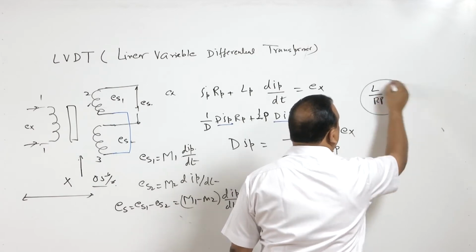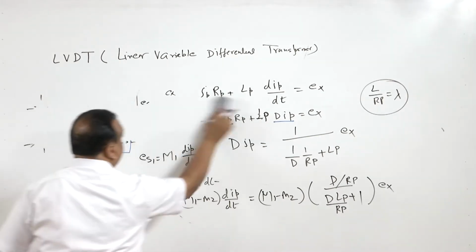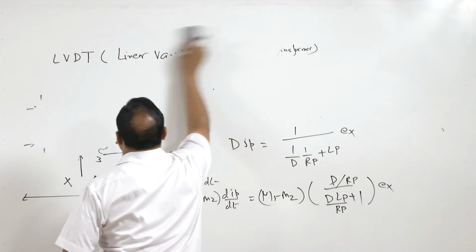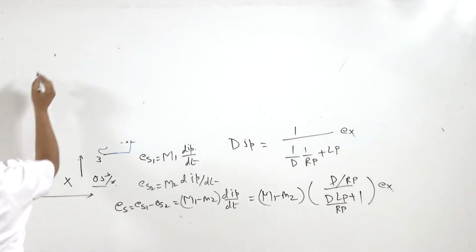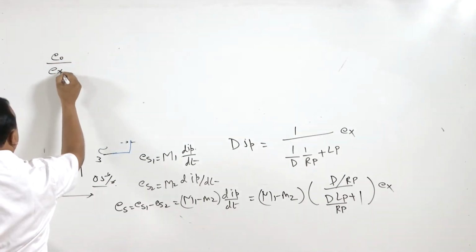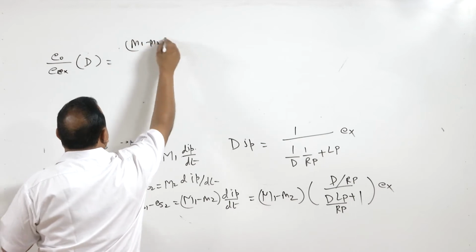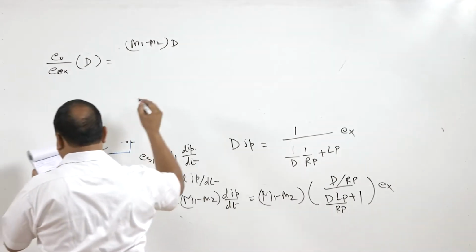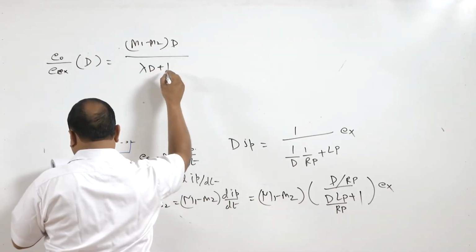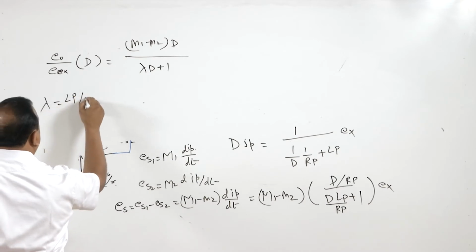can be taken as lambda, the time constant, and we can comfortably use the solution for the first order equation, and that is going to be equal to EO by EX, this is the excitation voltage, D is equal to (M1 minus M2) D by (lambda D plus 1), where, as I have already explained, lambda is equal to LP by RP.